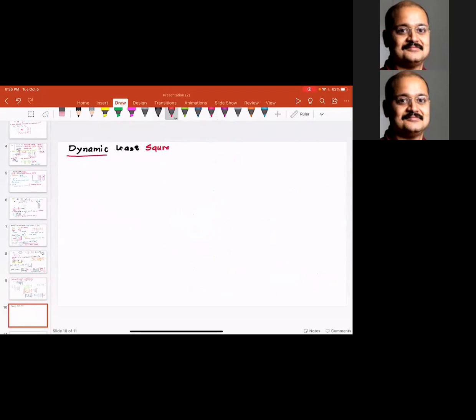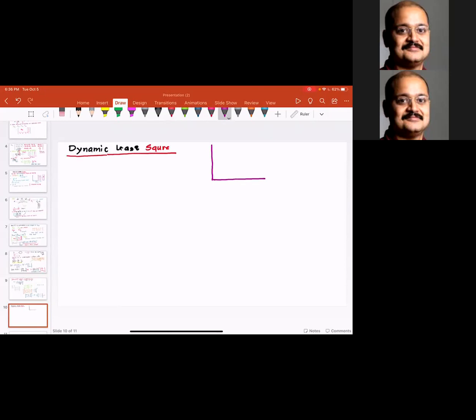What is this dynamic least square? Now, least square is classically used on the static data. So what that means is when you have the data that is static, then you find the least square. Let me give an example of dynamic least square. The same problem.